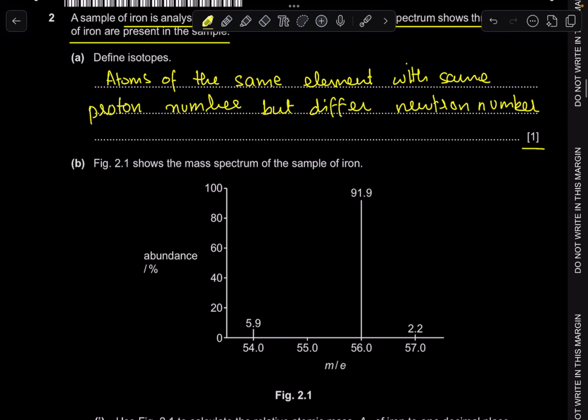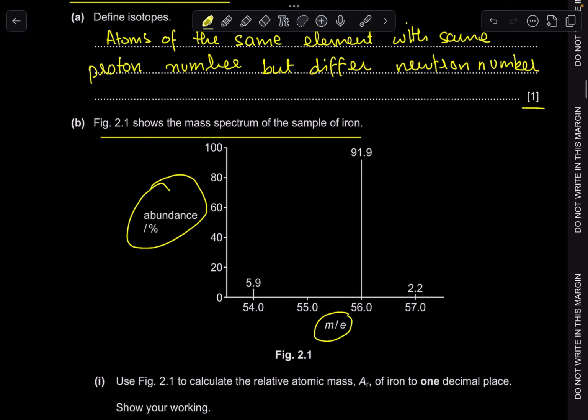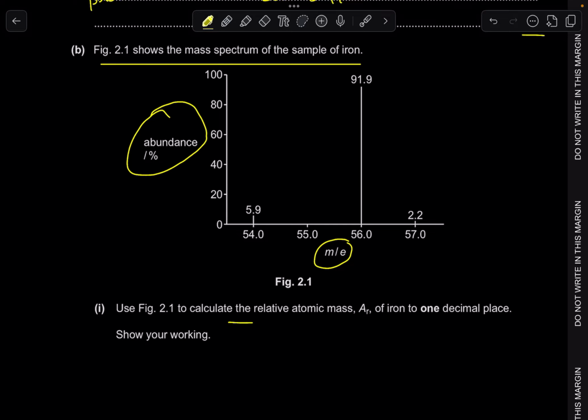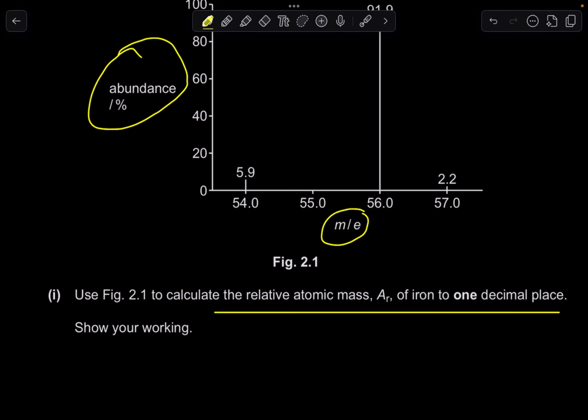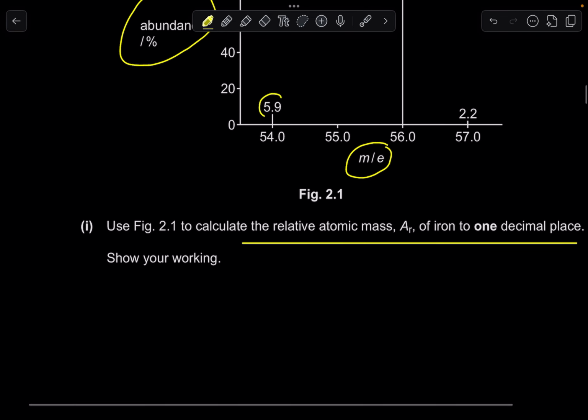Figure 1.2 shows the mass spectrum of the sample of iron. Okay, we have a sample of iron and we're shown the percentage abundance. We're given the mass. Using figure 2.1 to calculate the relative atomic mass of iron to 1 decimal place, show your working. Okay, that's simple. What's the percentage of the first? It's 59 and 54 is the mass.